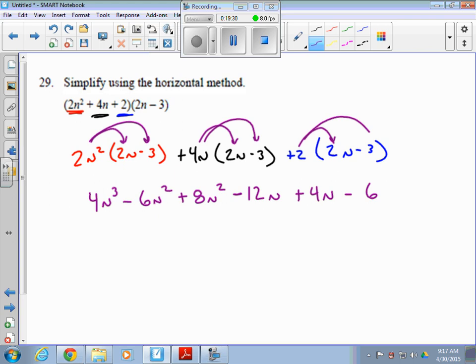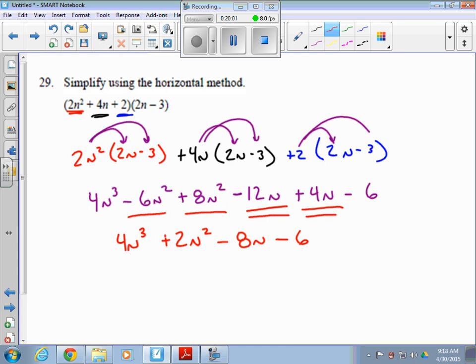Last thing we have to do is combine our like terms. Negative 6n squared can go together with 8n squared. Same variable, same exponent. Negative 6 plus 8 is positive 2n squared. N to the first power, negative 12n and 4n. Negative 12 plus 4 is negative 8n. 4n to the third power can't go together with anything because there's no other n to the thirds, and negative 6 can't go together with anything because there's no other constant terms without a variable. There is your polynomial, multiplying that trinomial and binomial using the horizontal method.